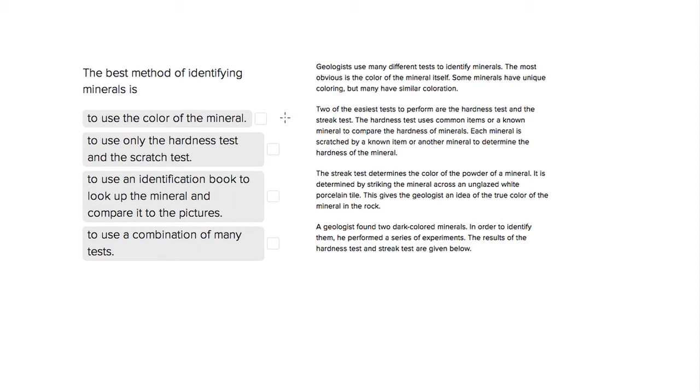This is Sophie Heller, and this is an ACT science question. The question is asking us, what's the best method to identify minerals?